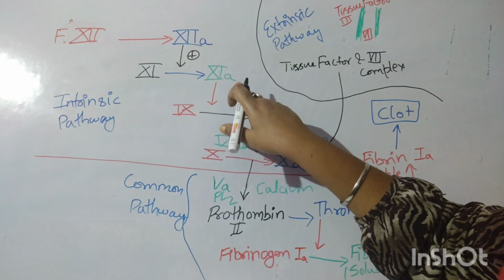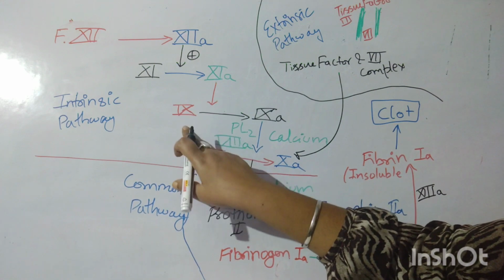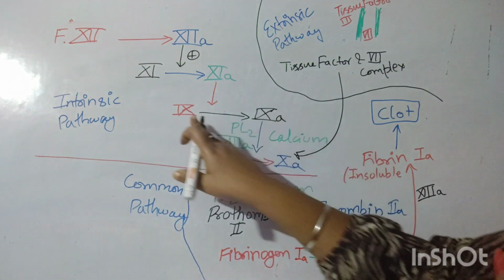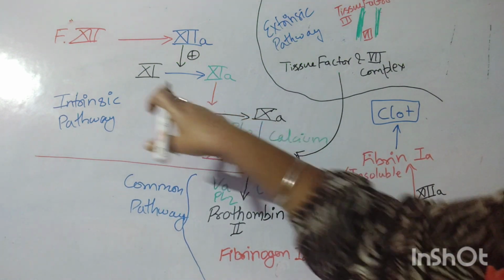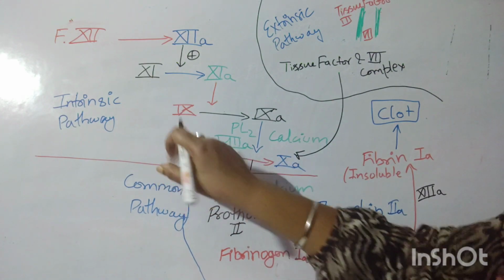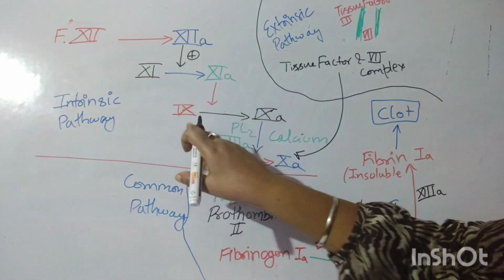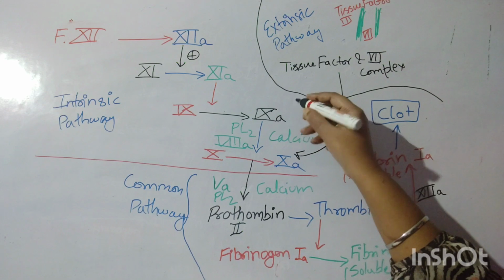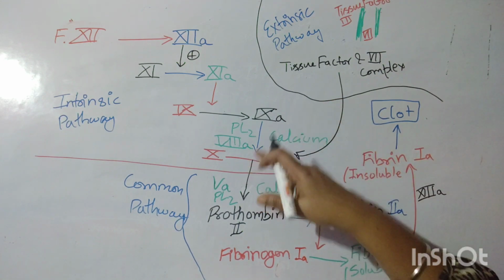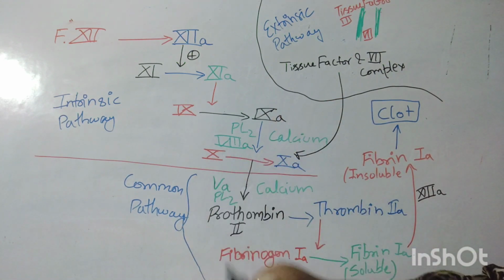Then 11A activates 9 to 9A. Remember, 11 activated 9, not 10. 11 activated 9 to 9A. Now what happens, 9A activates 10.